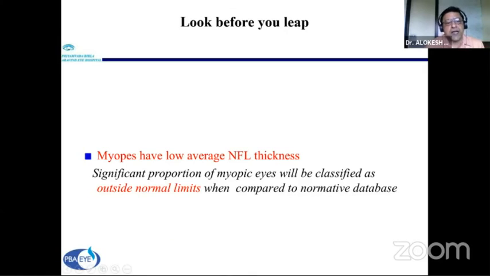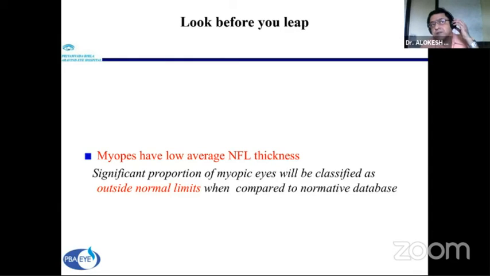And we have to remember that all myopes have low average nerve fiber layer thickness. So a significant proportion of these myopic eyes will be classified as outside normal limits when compared to the normative database. So this is the mistake that we should not commit. This is a normal person with no glaucoma.